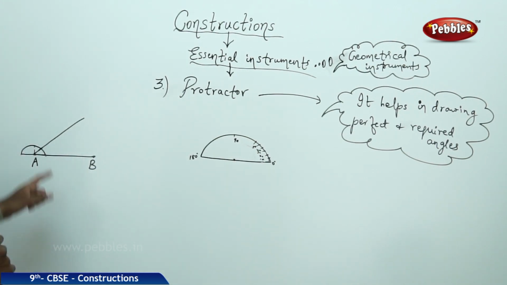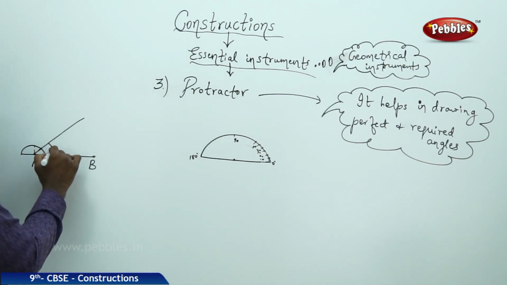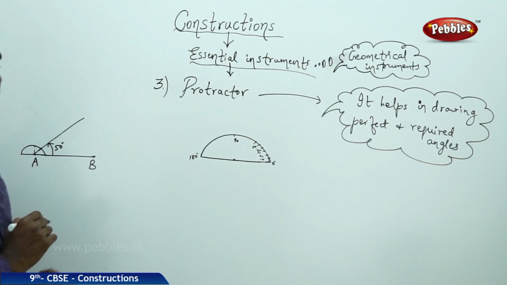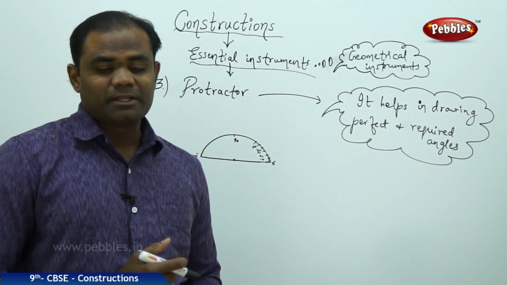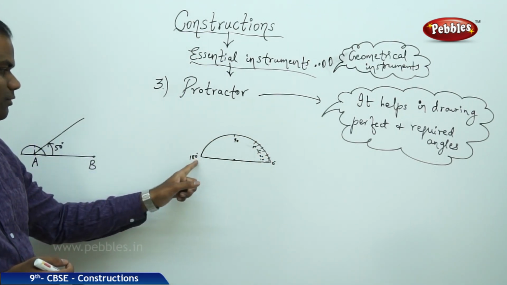So by marking 50, I just join A and that point and extend, which gives me the angle 50 degrees exactly out here. So we can make different angles through the protractor, which usually has angles moving from here.